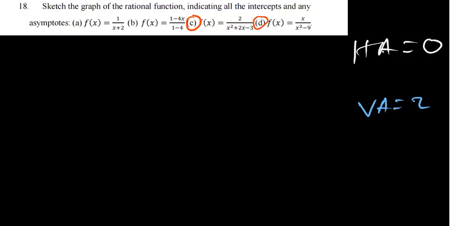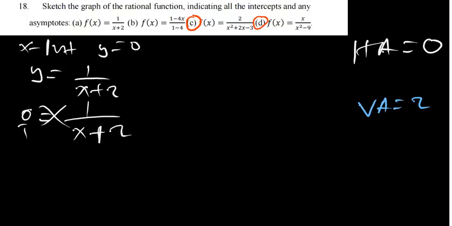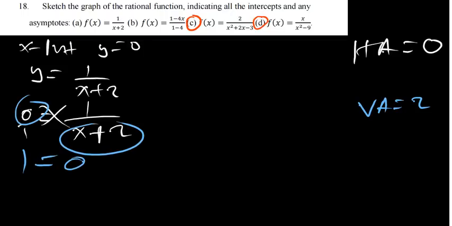To find the x-intercept, we said equate y to be equal to 0. So y is equal to 1 over x plus 2, and 0 is equal to 1 divided by x plus 2. Let's cross multiply. If I cross multiply here, guys, 1 will be equal to this times 0, which gives me 0. So 1 is equal to 0. That is not true. It means x doesn't exist, so we say there is no x-intercept. Is that okay?